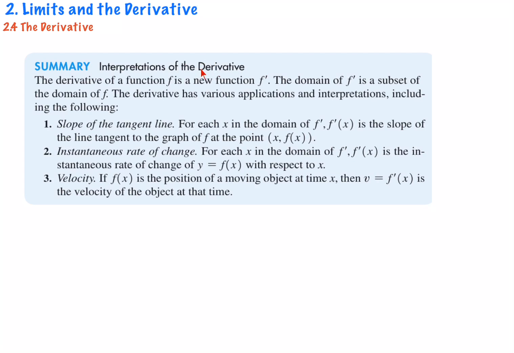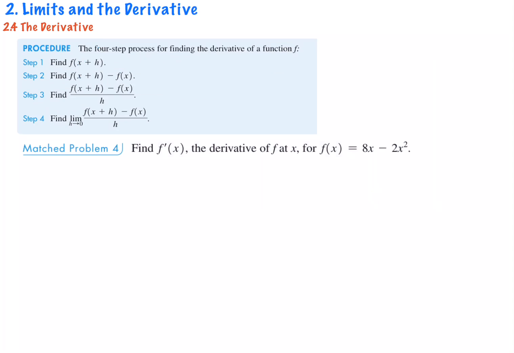In summary, we can interpret the derivative, this one is called f prime, as the slope of the tangent line. That's the first. We can put it as the instantaneous rate of change, and then also as a velocity. So the 4-step process for finding the derivative of a function f will be: find f of x plus h, find f of x plus h minus f of x, and then the third step is divide by h, and the fourth step is to put the limit for step 3. So let's try to do it for 8x minus 2x squared.